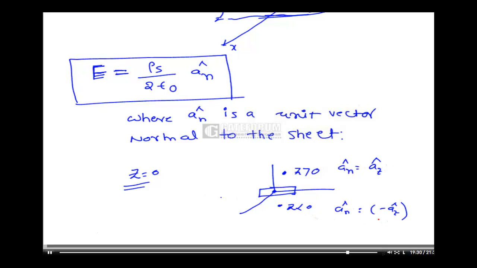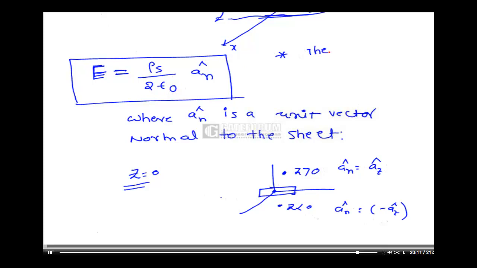One more interesting point: if you observe this electric field intensity, it is given by rho s by 2 epsilon naught. Rho s is the surface charge density. 2 is a constant. Epsilon naught is the free space permittivity, so this is also a constant value. So the electric field is independent of the distance between the sheet and the point of observation. This is a very, very important point.